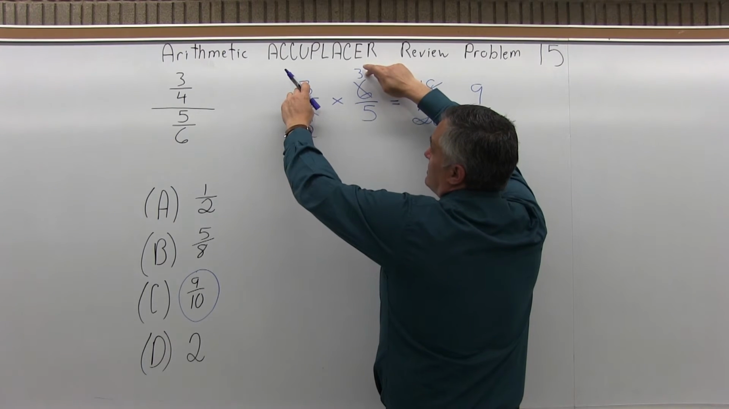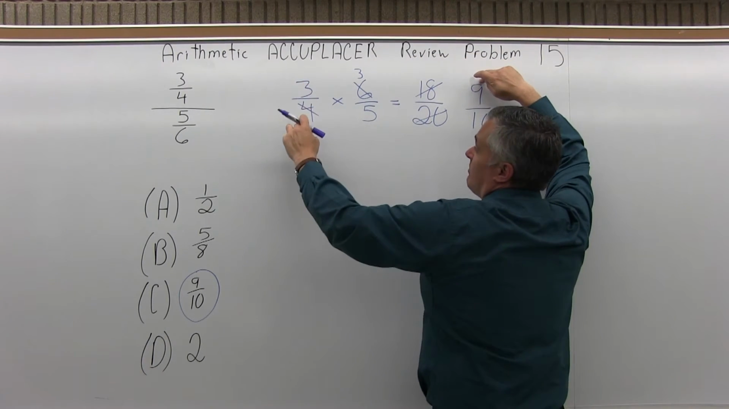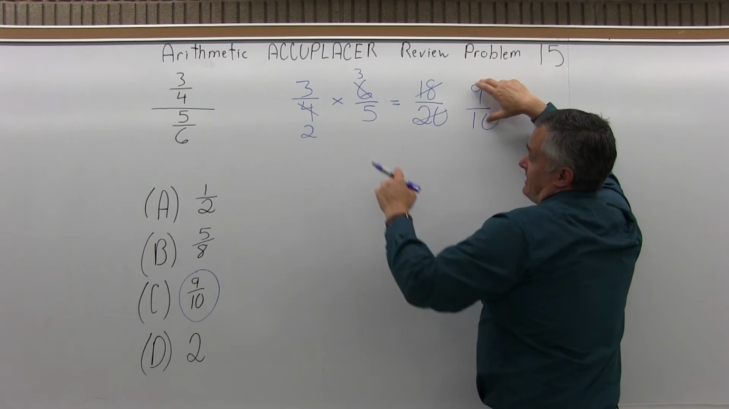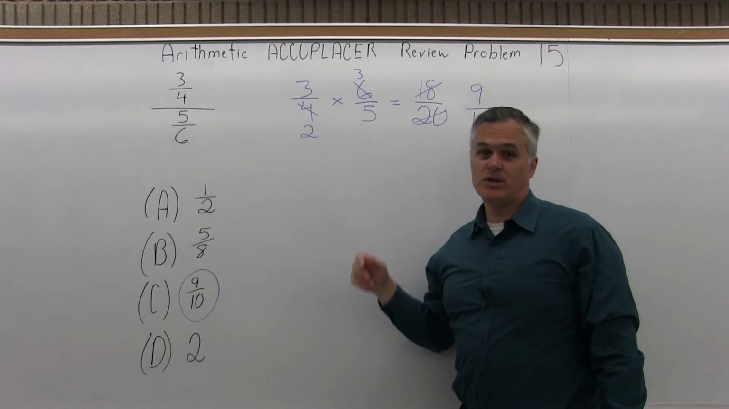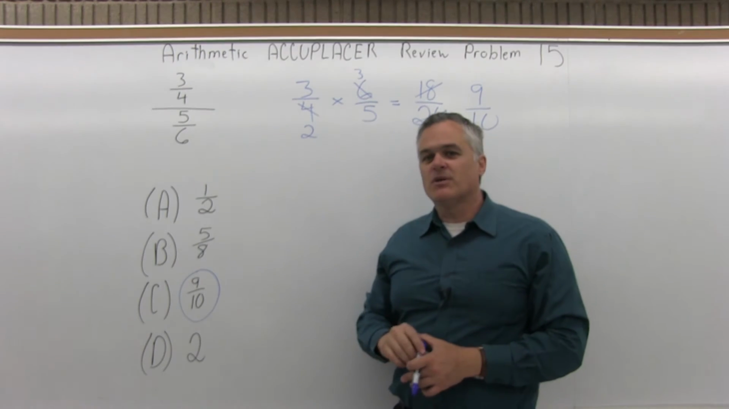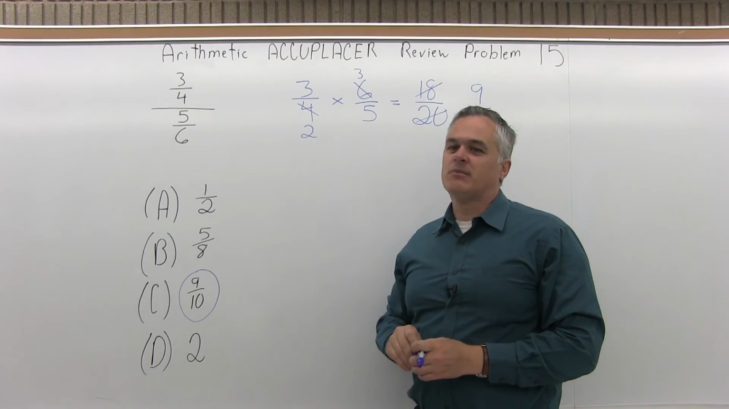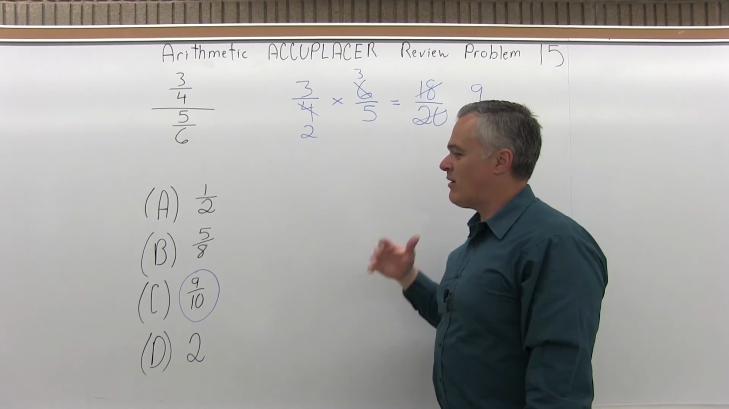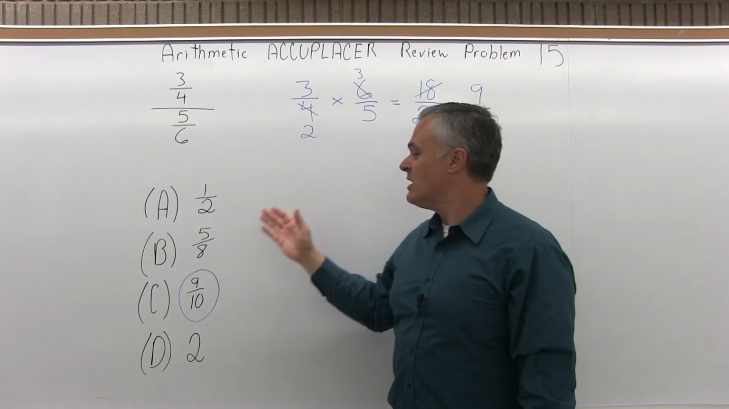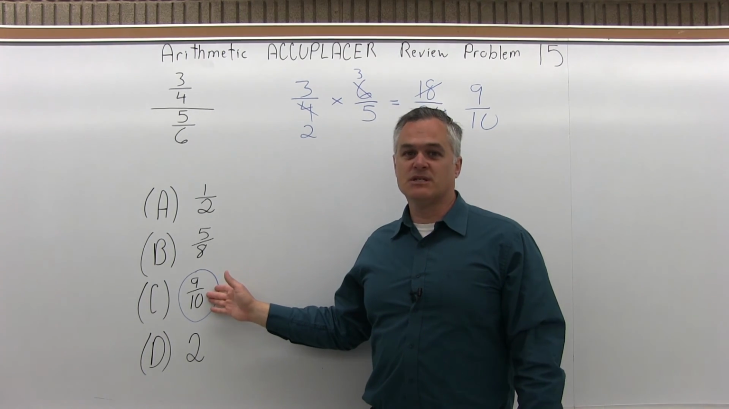And now top times top, 3 times 3 would have been a 9. Bottom times bottom, 2 times 5 would have been a 10. So really, you can multiply and then reduce, or you can reduce and then multiply. As the numbers get bigger and bigger, it makes more sense to reduce first than multiply. But with smaller numbers like this, it really is about the same either way. However you do it, you're going to come up with 9/10, which is one of the four options listed. It is option C.